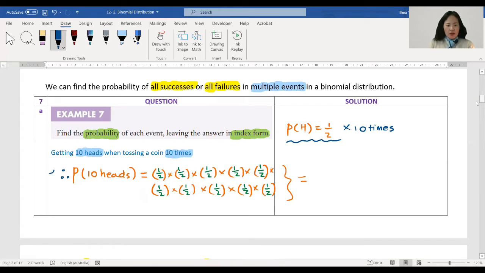I'm just looking at it right now here. Probability of getting 10 heads. So you're getting half probability for 10 times. So that will be half to the power of 10. That can be written like that.